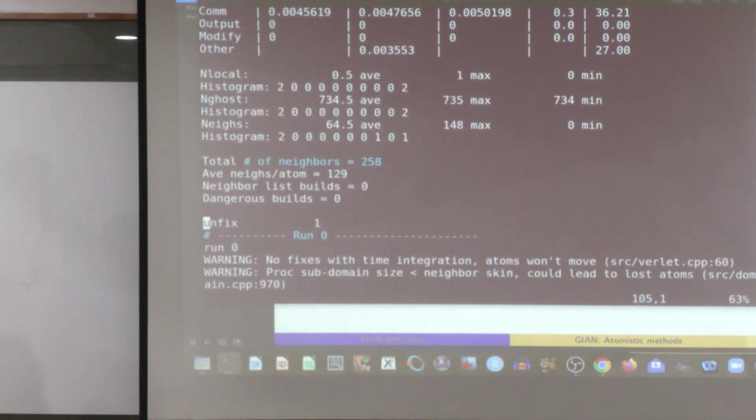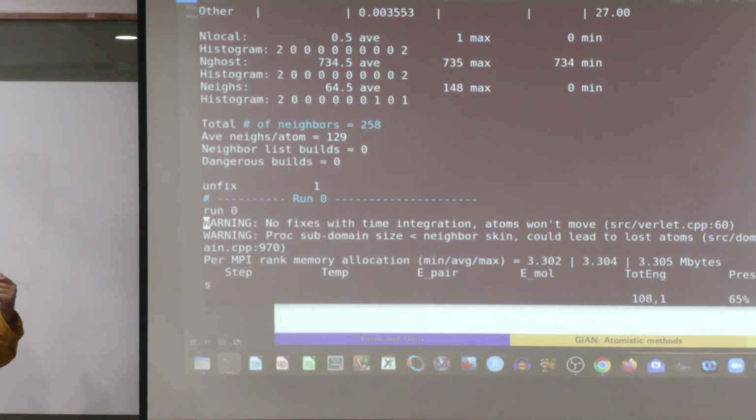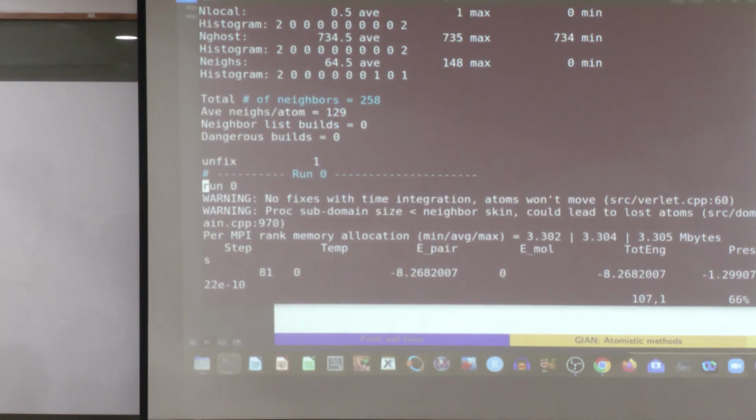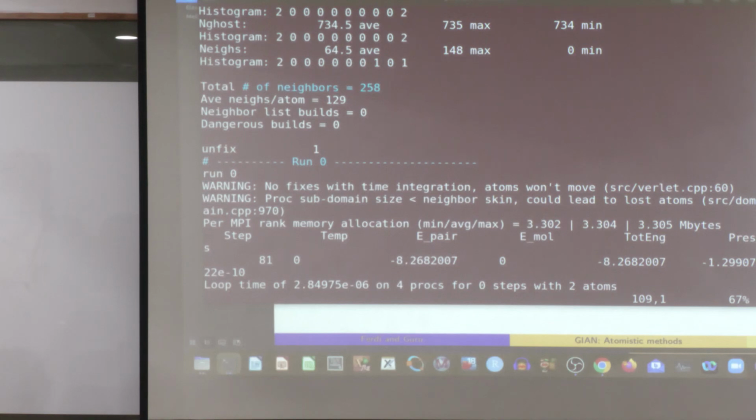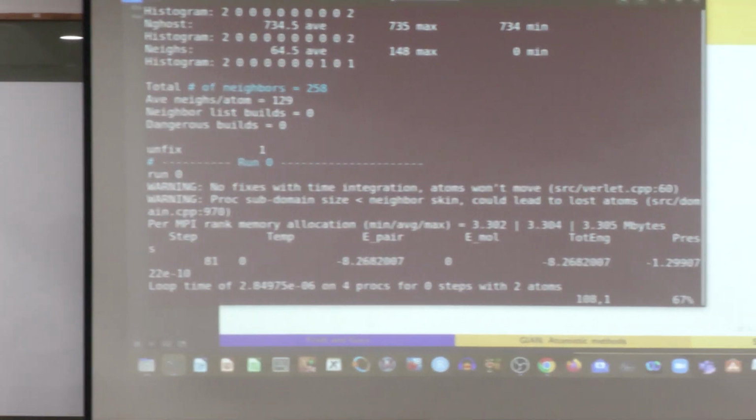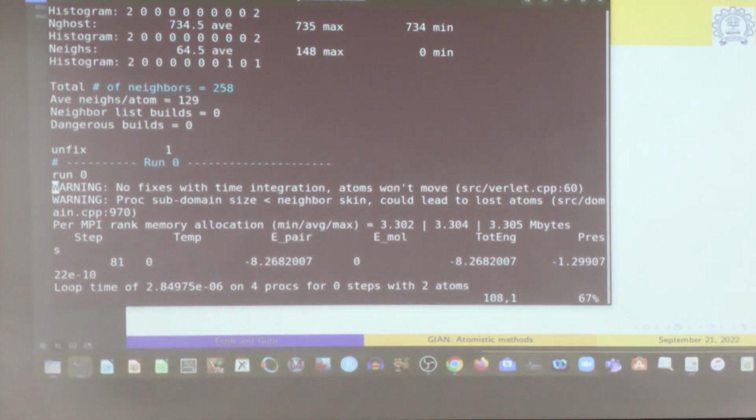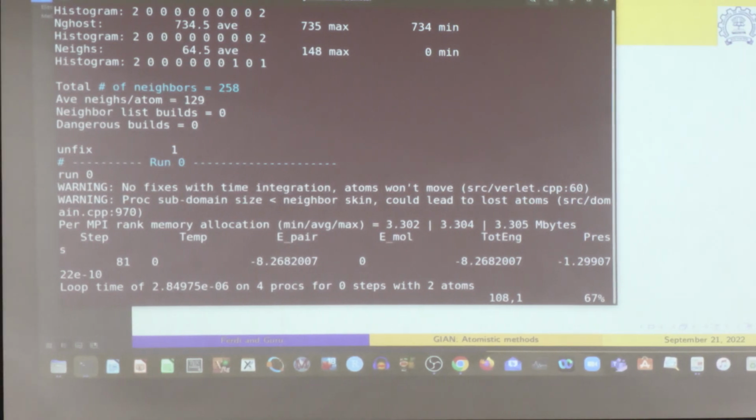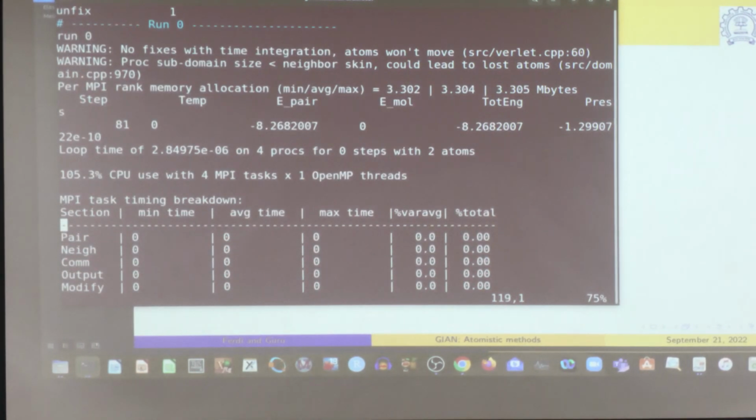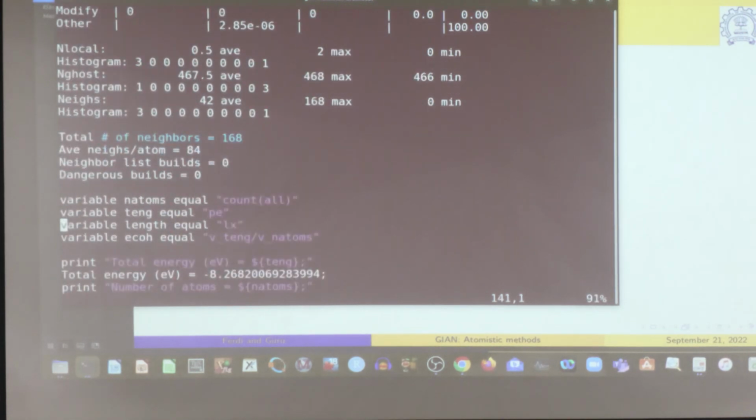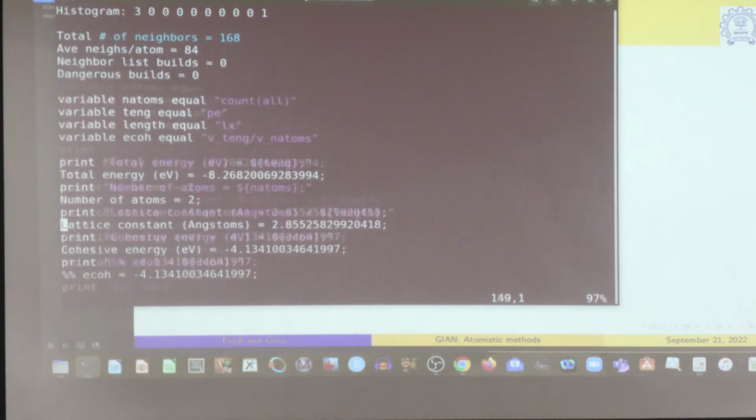And then we asked it to, I do not know what these dangerous builds are, but it is good to know that it is 0. And it did not build any neighbor list, because we anyway did not really run. And so there are warnings here also. I think this one is related to running a small system, and this is that atoms won't move. Yeah, no fixes with time integration, which is true, right. We did not give any fix, we only had a fix for minimization, we did not really run MD, and it has come out and it has written the output that we asked it to write.